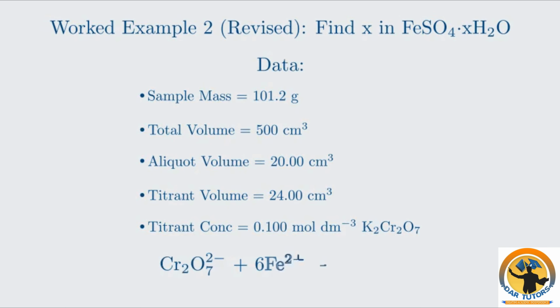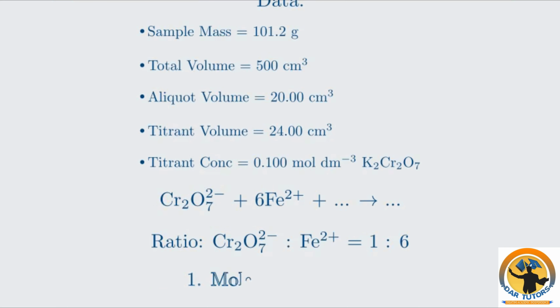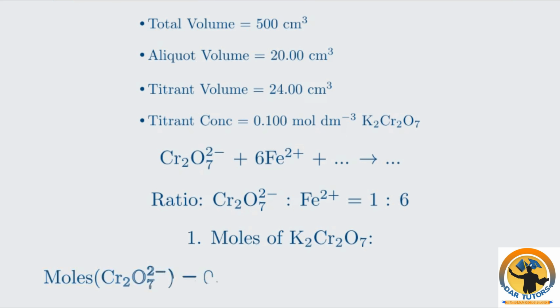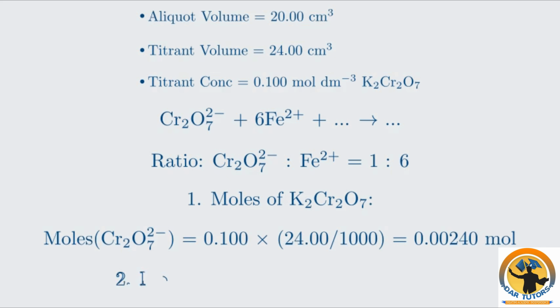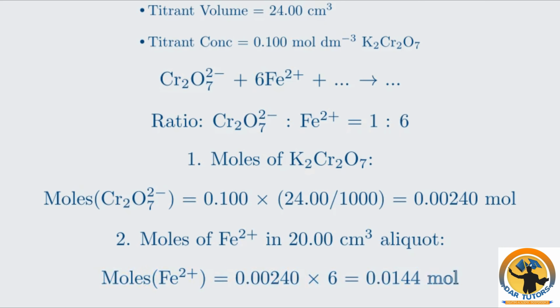The balanced equation is the same. The mole ratio of dichromate to iron 2 is 1 to 6. First, calculate the moles of dichromate used. Concentration times volume gives us 0.00240 moles. Second, calculate the moles of iron 2 ions in the aliquot. Using the 1:6 ratio, we get 6 times 0.0240, which is 0.4114 moles.